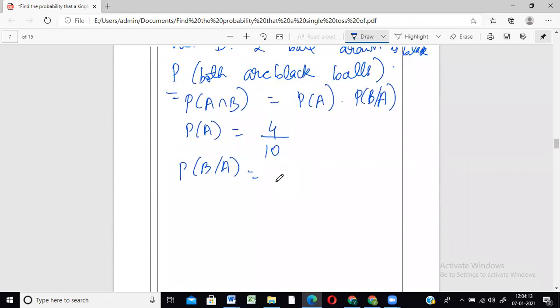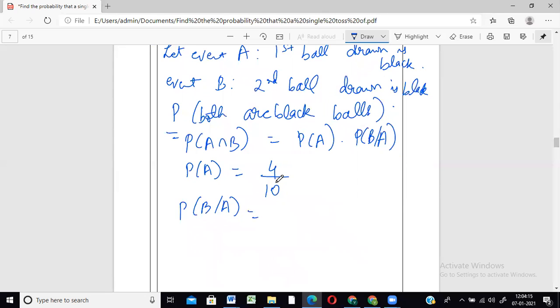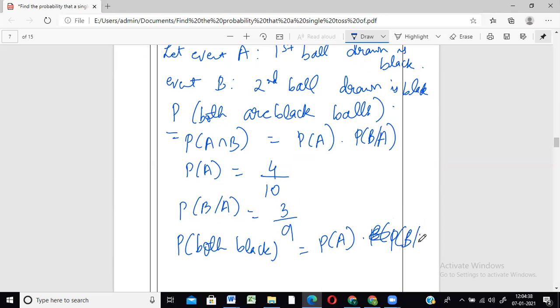So here also, what will it be? Again, when you're not replacing that black ball you have got, the total number of balls will be 9, and the probability of black balls will be 3 by 9. Okay, so now the probability of both black balls will be equal to probability of A into probability of B such that A, which is equal to 4 by 10 into 3 by 9. Okay, we can write this, this gets cancelled, no?